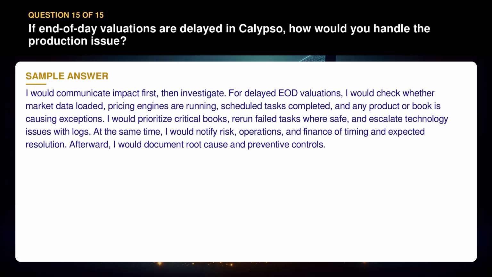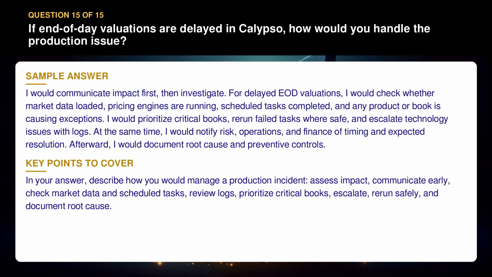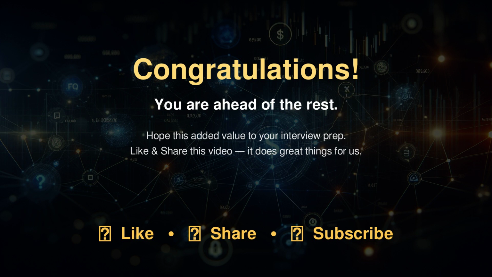I would prioritize critical books, rerun failed tasks where safe, and escalate technology issues with logs. At the same time, I would notify risk, operations, and finance of timing and expected resolution. Afterward, I would document root cause and preventive controls. In your answer, describe how you would manage a production incident. Assess impact, communicate early, check market data and scheduled tasks, review logs, prioritize critical books, escalate, rerun safely, and document root cause.